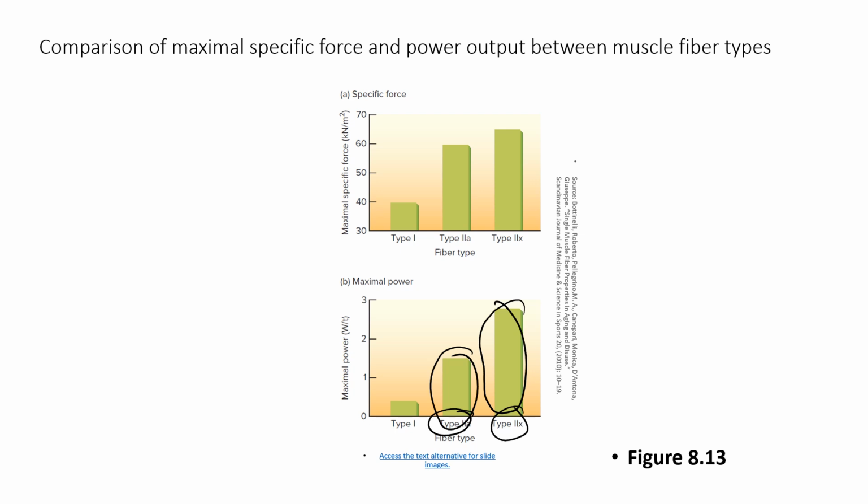And what I've tried to show you here is probably what accounts for this. There are lots of interesting intracellular mechanisms within different fiber types that vary, that probably account for these huge differences in power that exist between fiber types.